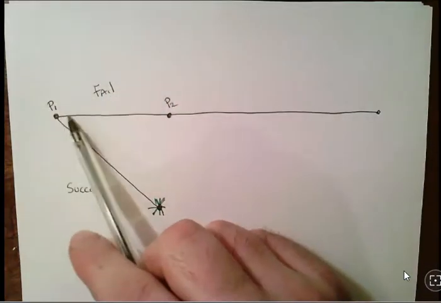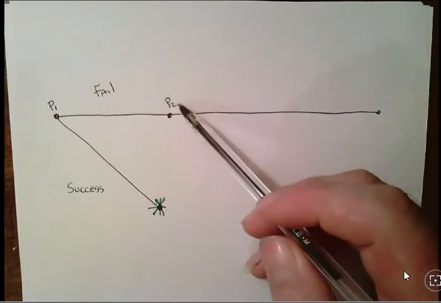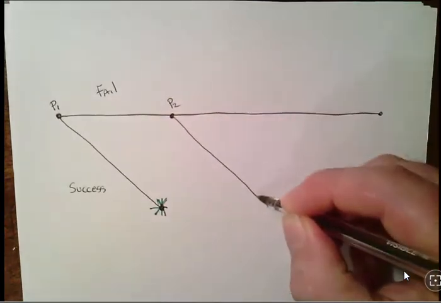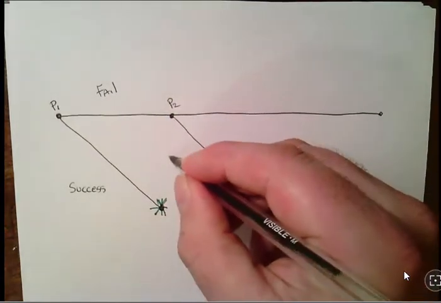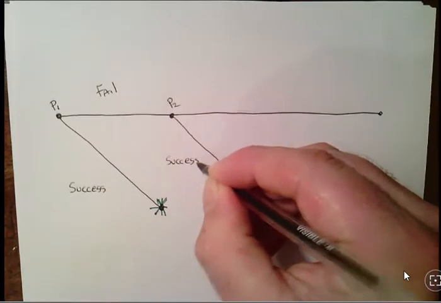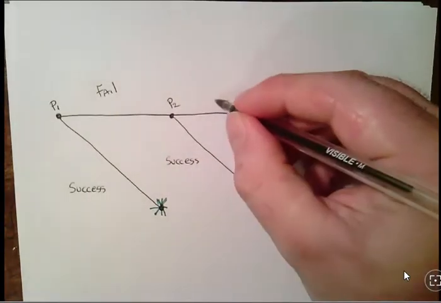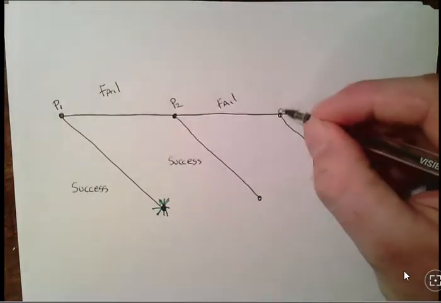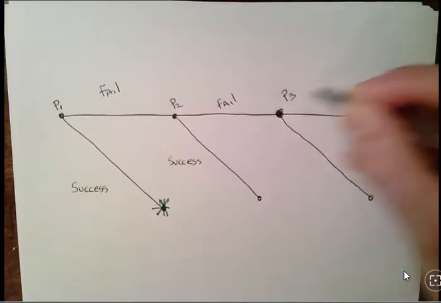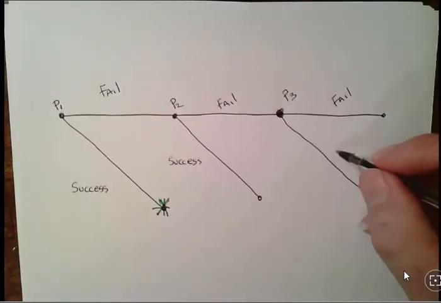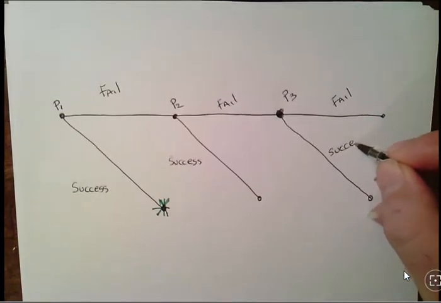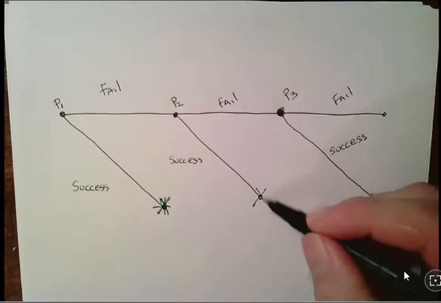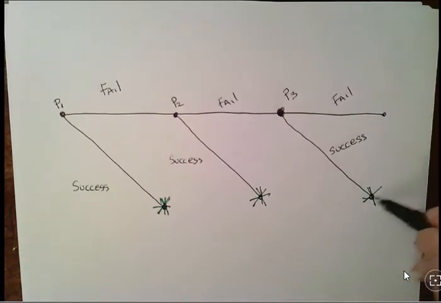On the other hand, if the first prescription is not successful, we're on this track here, and then we're going to prescription 2. The same idea: again, it's a success or it's a failure. And then finally, prescription 3, which is here, P3, fail and success. So we have 4 possible outcomes, and I've marked them all with those stars.